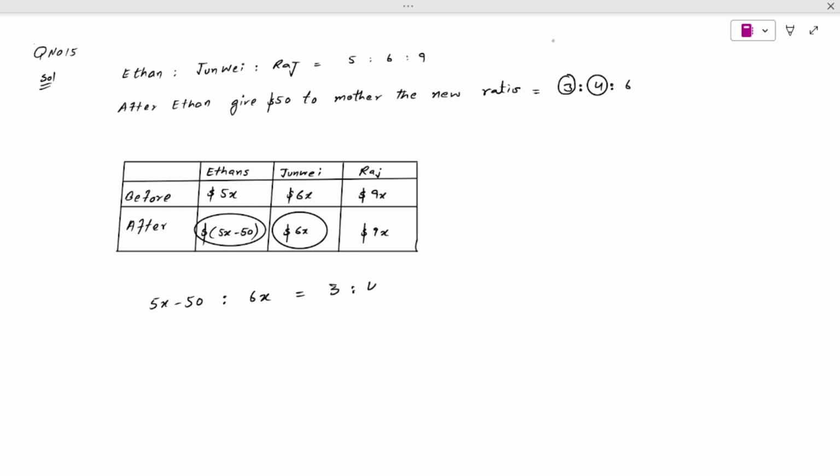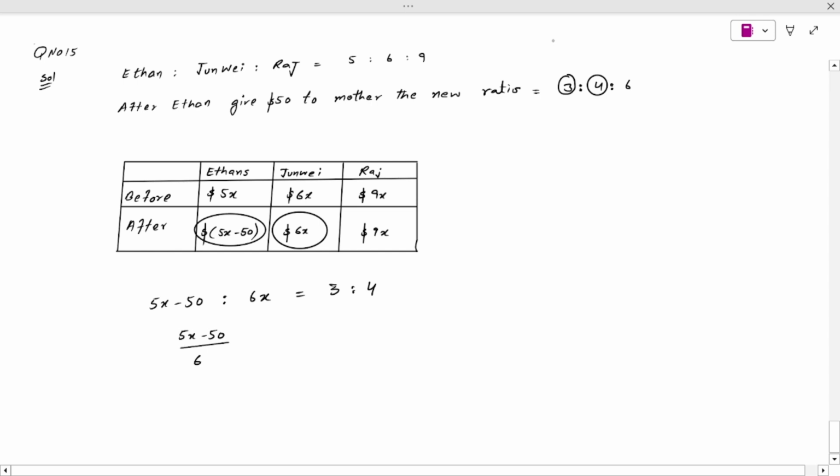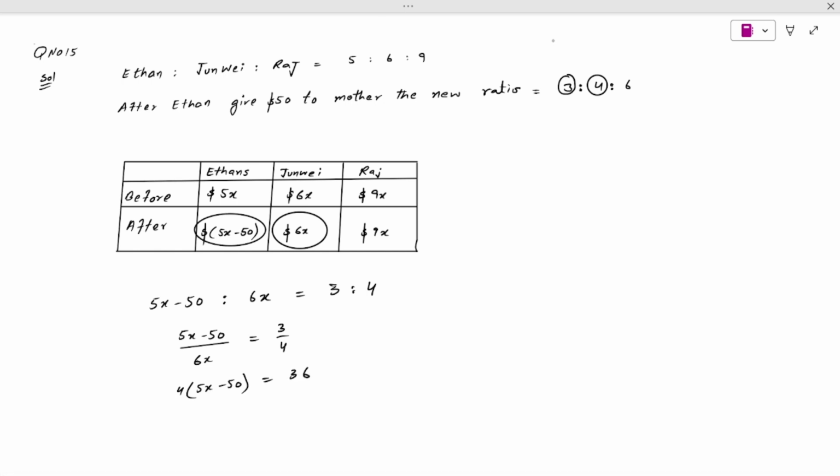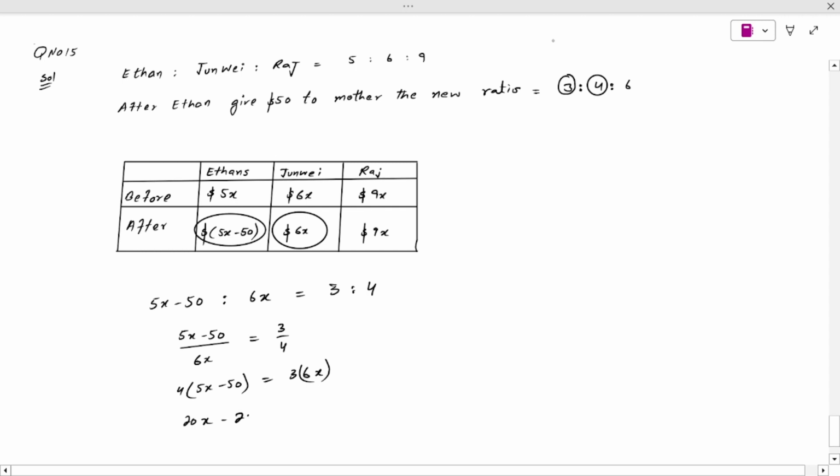3 ratio 4. So let us convert this ratio into fraction. (5x minus 50) divided by 6x is equal to 3 over 4. We cross multiply them: 4 with 5x minus 50 and 3 with 6x. So multiplying 5 by 4, we get 20x minus 200 equals 18x.